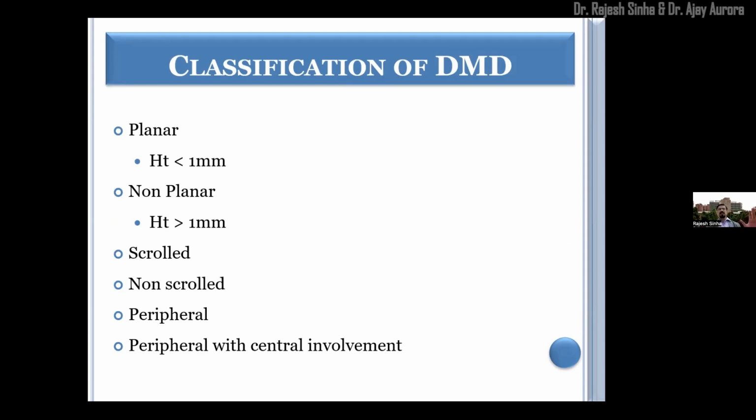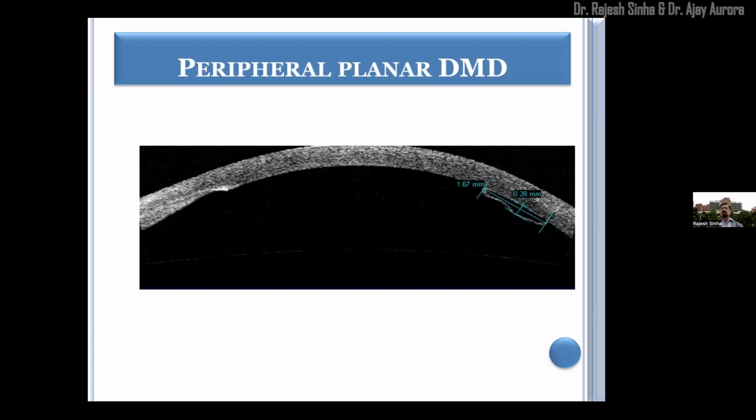So as far as the DMD is concerned, it can be located in various parts. It can be peripheral, it can be central. The height can be variable. It can be less than 1 millimeter, which is called planar. It can be more than 1 millimeter, which is called non-planar. Sometimes the edges can be scrolled. So all sorts of things can happen.